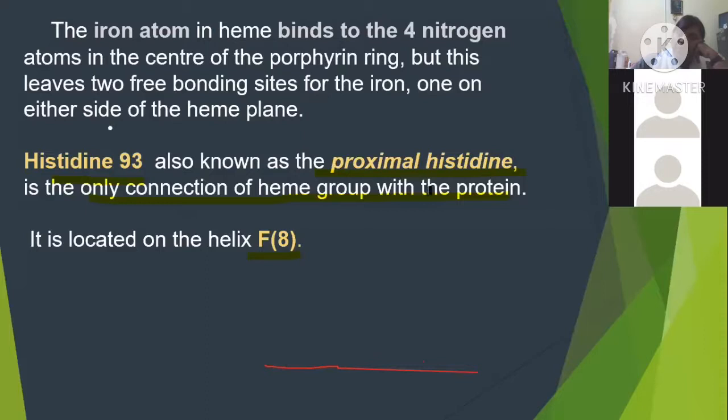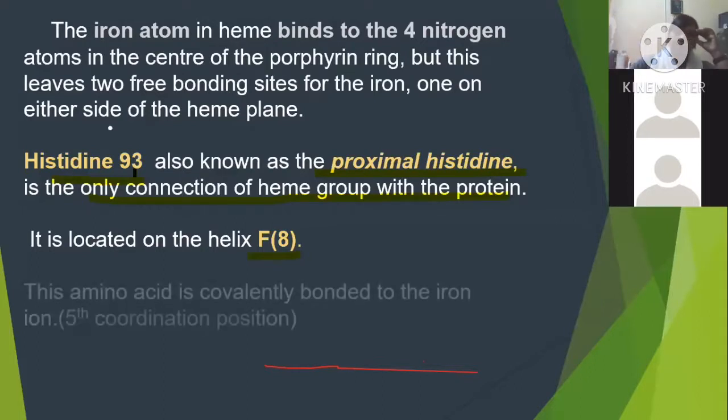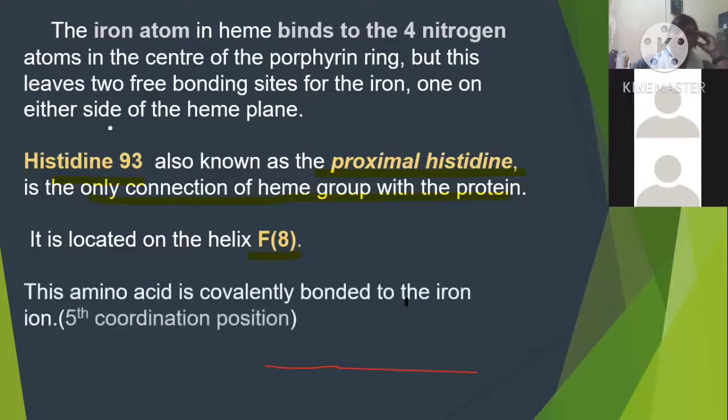F8, the proximal histidine, or histidine 93, is the one which connects the heme iron with the globin part. Okay, now this amino acid is covalently bonded to the iron atom. That is the 5th coordination. Now what about the 6th coordination? I told you that it is with the oxygen. So iron has 6 coordinate bonds.